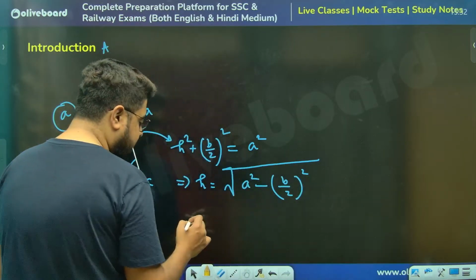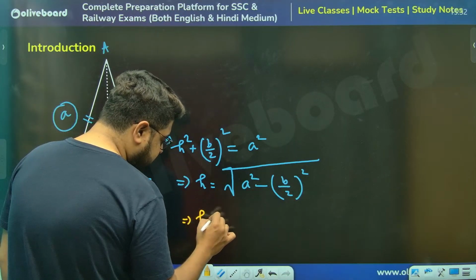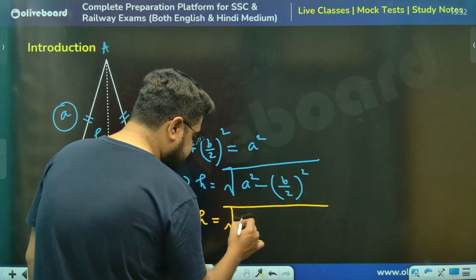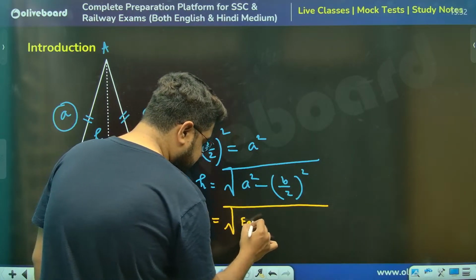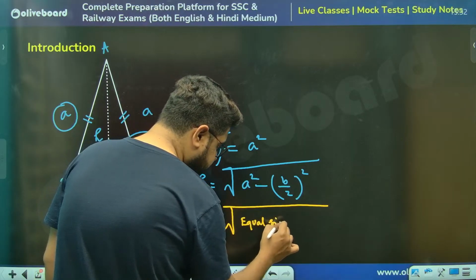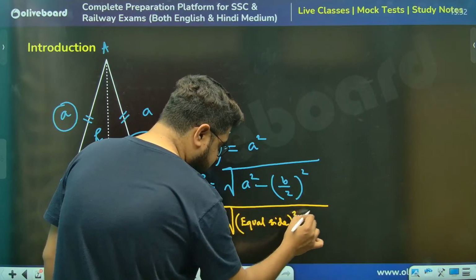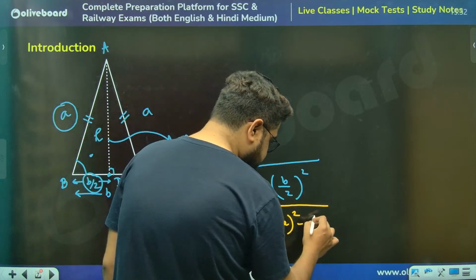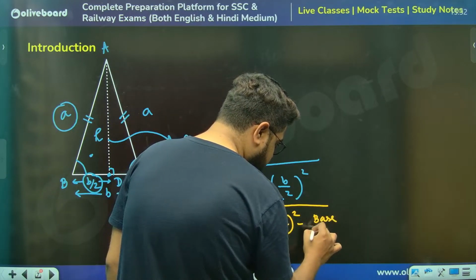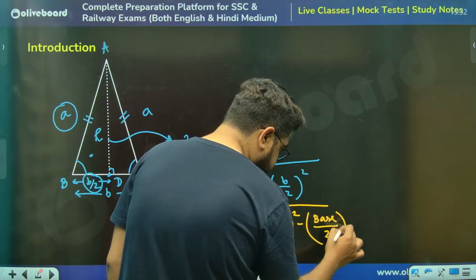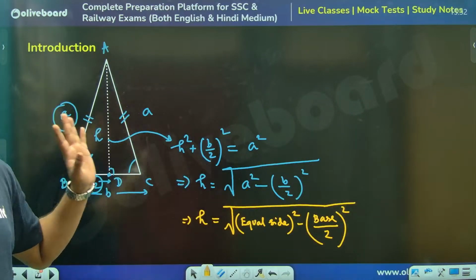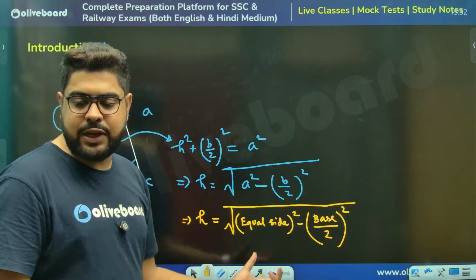So how we generally remember it, the height of an isosceles triangle is equal to the square of the equal side minus the square of base by 2, all under the root. So this is your height formula. Now we know height.